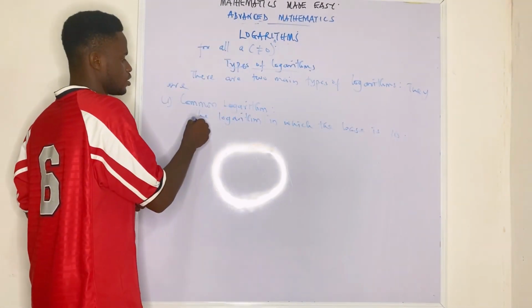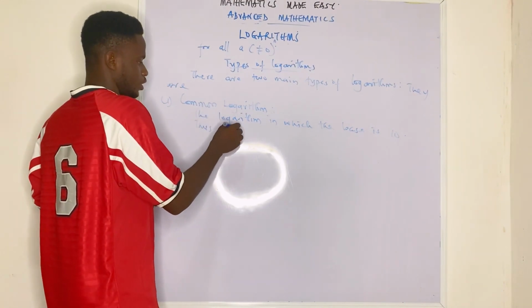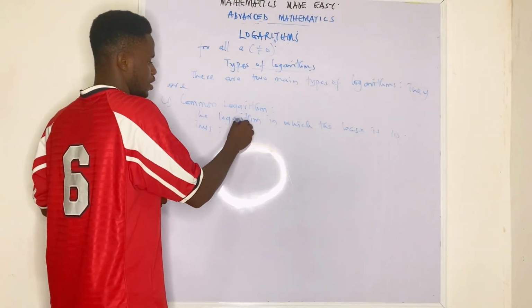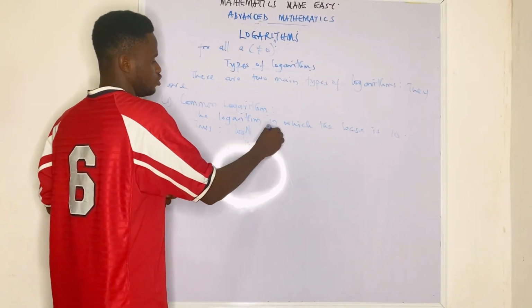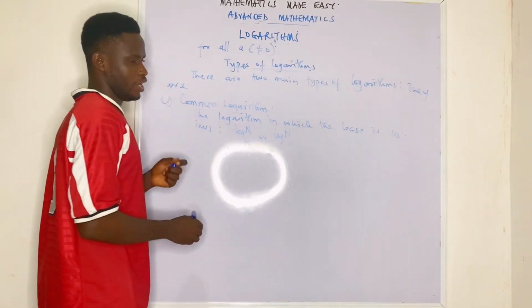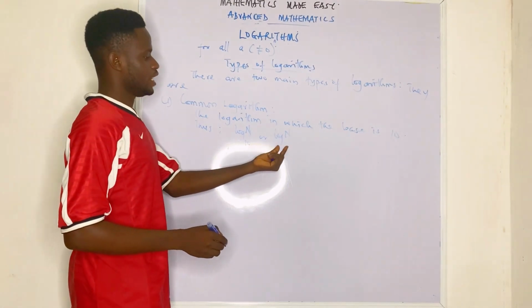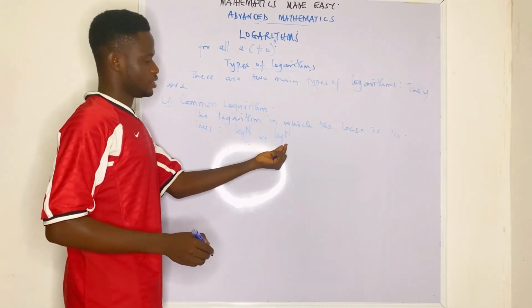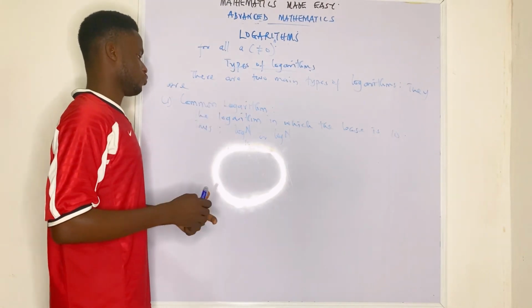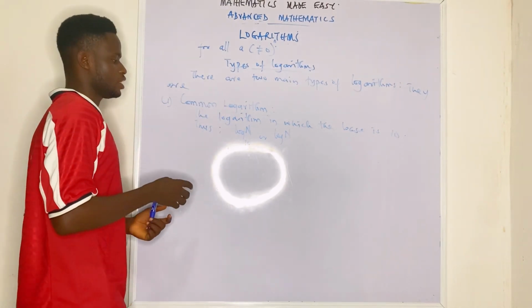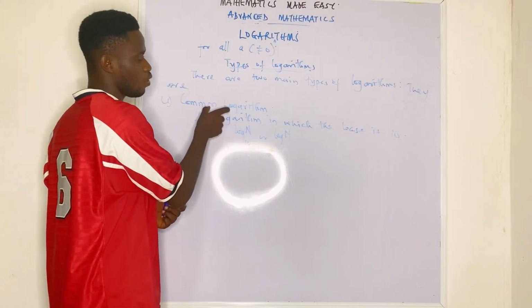So if I give you, let's say, log n, then the base now is 10. You can see it like this, or you just see it as the logarithm of n like this. Whenever I say logarithm of n without any base, you should know it's base 10. So I normally call it common logarithm. The logarithm in which the base is 10 is what we call common logarithm.